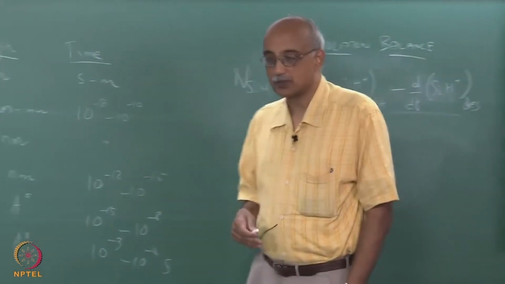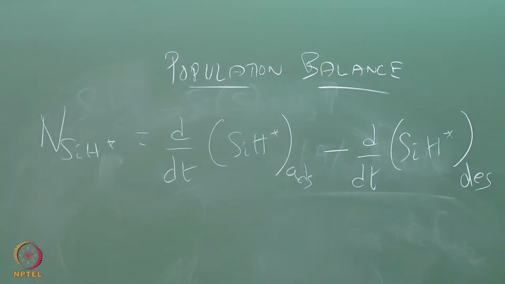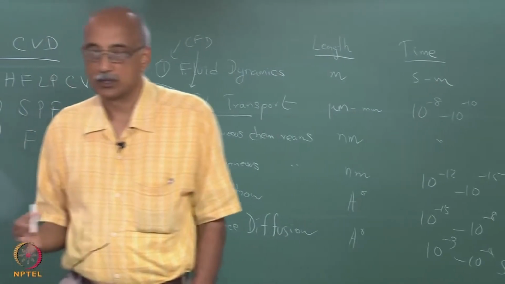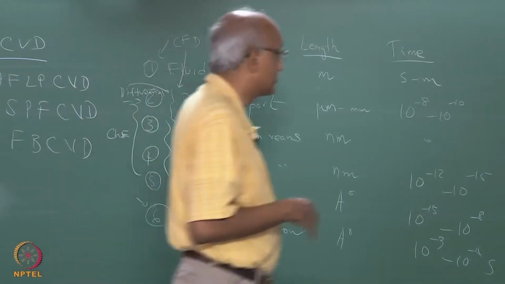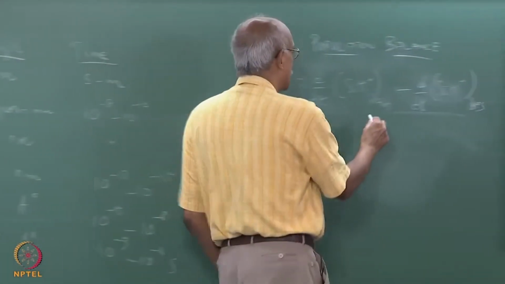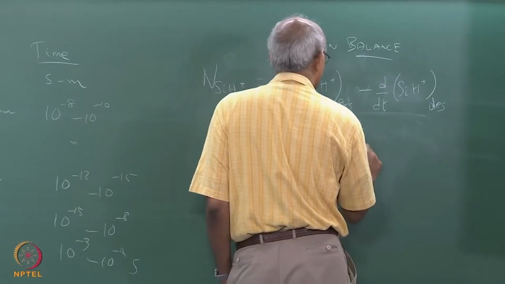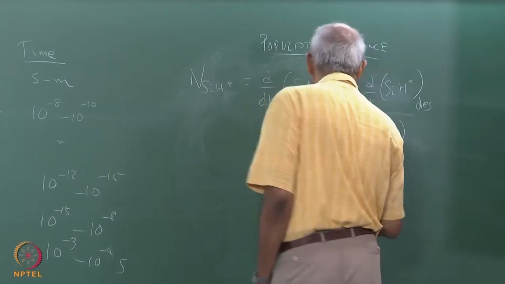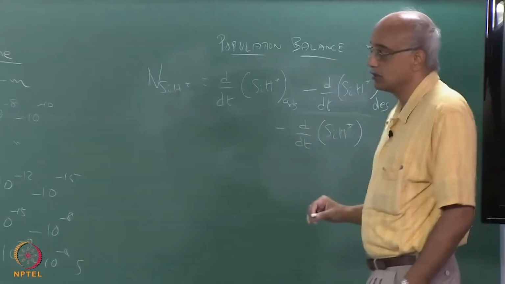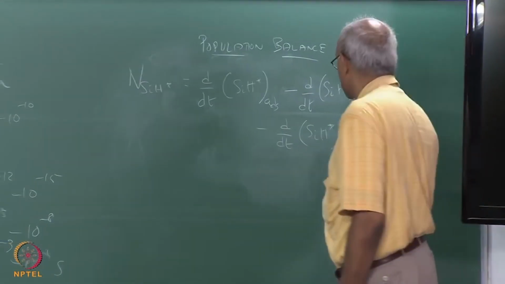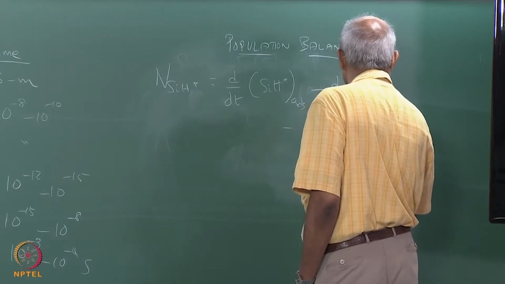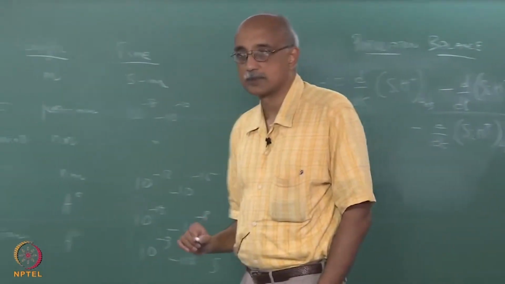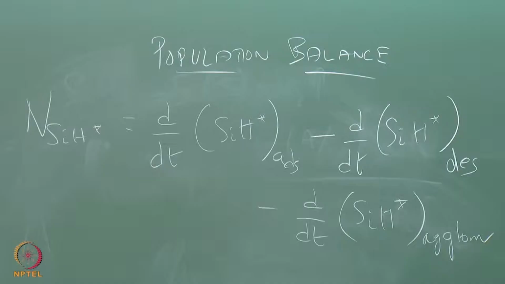The adsorption process itself can be reversible. So, an adsorbed SiH molecule can also desorb. So, that you have to take into account. Minus, you also have to look at how many of these SiH star molecules you are losing because of agglomeration with an adjacent SiH star molecule.